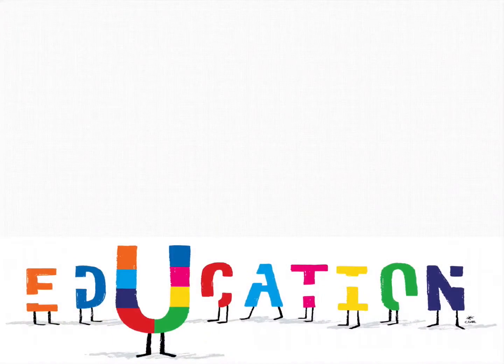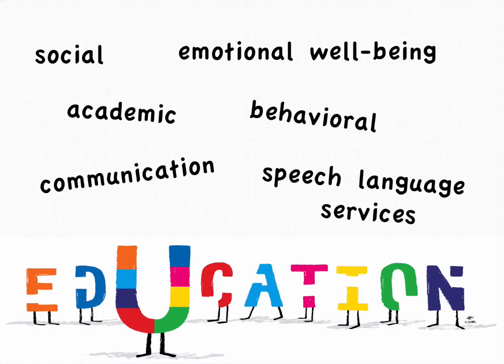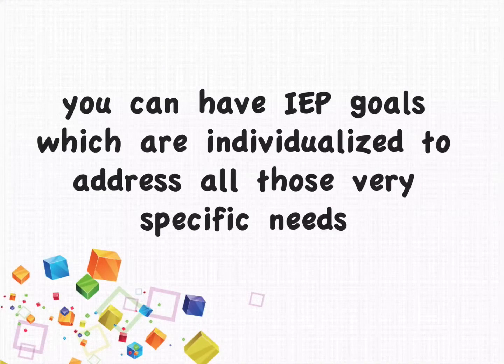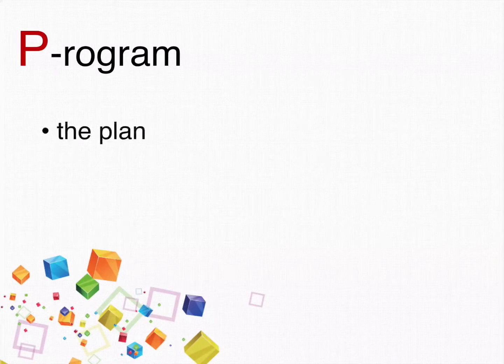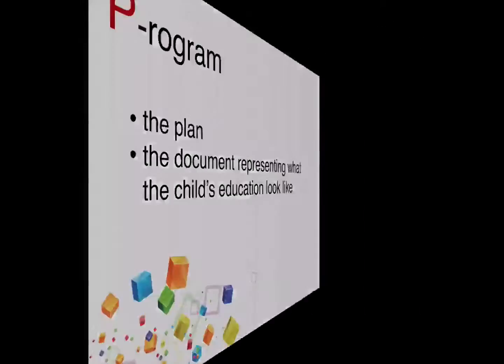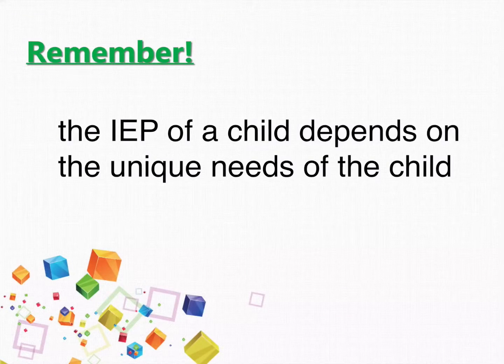Because when we say education, it is actually not only academic, it is also behavioral, it is social, it is communication, it's emotional well being, or even speech language services. Remember, you can have IEP goals which are individualized to address all of those very specific needs, not just the academic goals. Now, P stands for program, of course. It is actually the plan and the document representing what the child's education looks like.